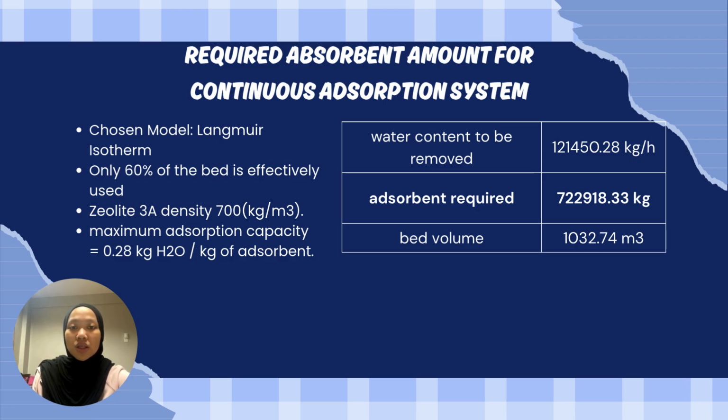We calculated a water mass flow rate of 1,450.28 kg per hour, using a maximum adsorption capacity of 0.28 kg water per kilogram adsorbent. The theoretical minimum mass was determined. However, to account for practical limitation and the mass transfer zone, we assume only 60% of the bed is effectively used. This results in an actual absorbent mass requirement of 722,918.33 kg. Given a zeolite bulk density of 700 kg per meter cube, this requires a total bed volume of 1032.74 meter cube.